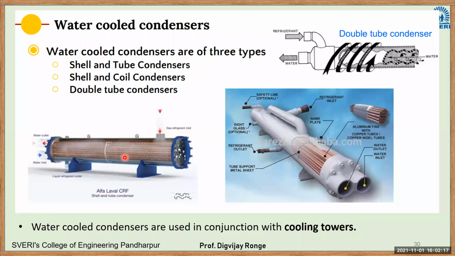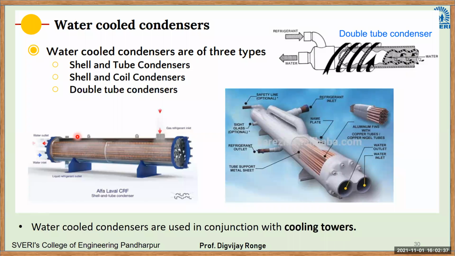Alfa Laval or Thermax, these are very good MNCs in the manufacturing and procurement of heat exchangers. Okay. So as you can see here, this water cooled is classified as shell and tube condenser, shell and coil condenser, and double tube condenser.